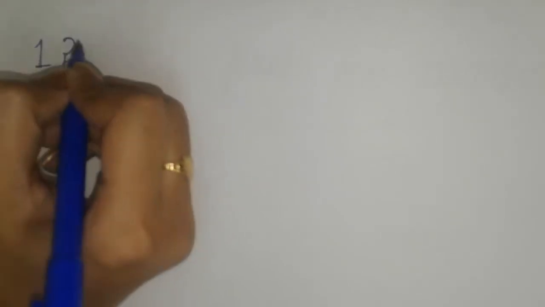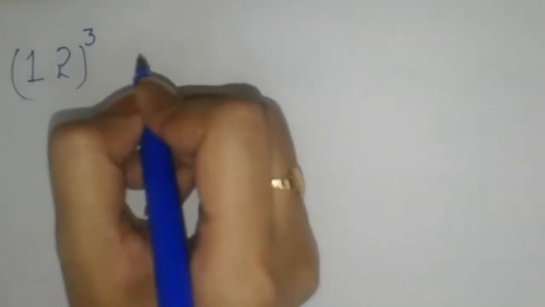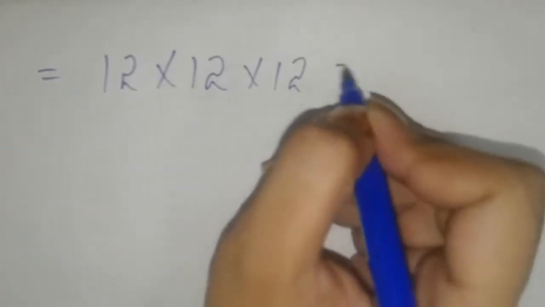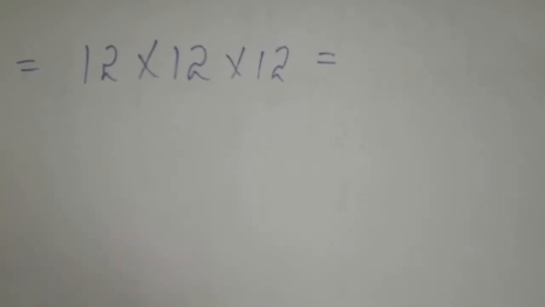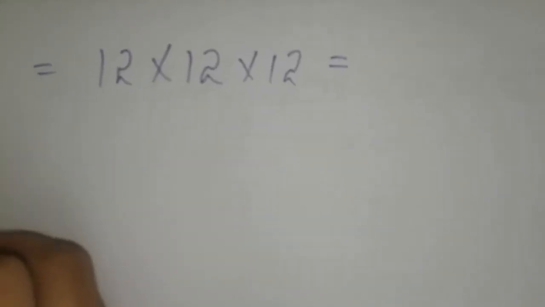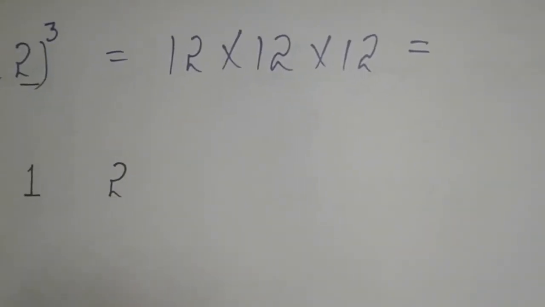Now I'm not going to solve the cube in the conventional approach or the normal approach. I'm going to solve it with the quicker method and short trick. Now I'm going to solve the cube of 12. If we are using the normal approach, you'll multiply 12, 12 and 12. But in our short trick, how to do it? You write both the digits of the given number, 1 and 2, like this.